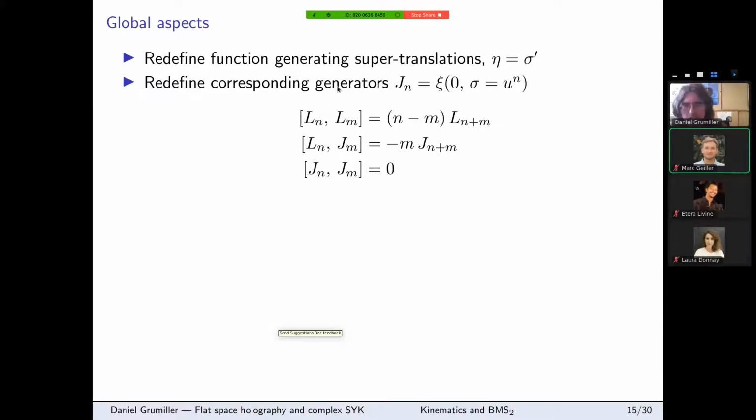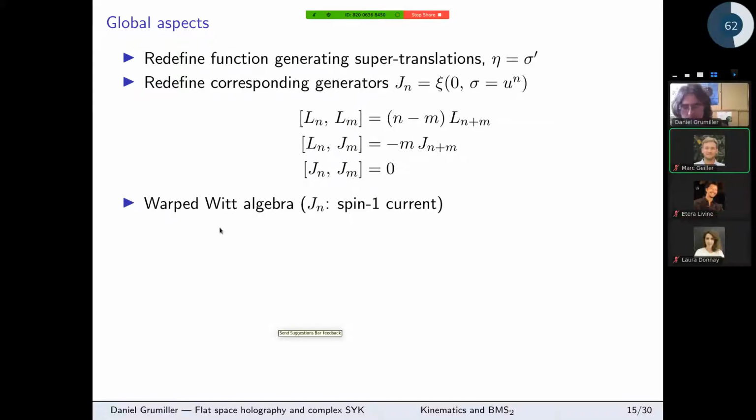Now I can also implement the same redefinition at the level of the modes. I introduce Laurent modes J_n with respect to modes of this function sigma. In terms of J_n, I find that the J's are again super translations. Of course, nothing changed in terms of the L's, but L with J now has a different spin. So we have a spin 1 set of super translation generators. This algebra is again well known in the CFT literature. It's sometimes called the warped Witt algebra.